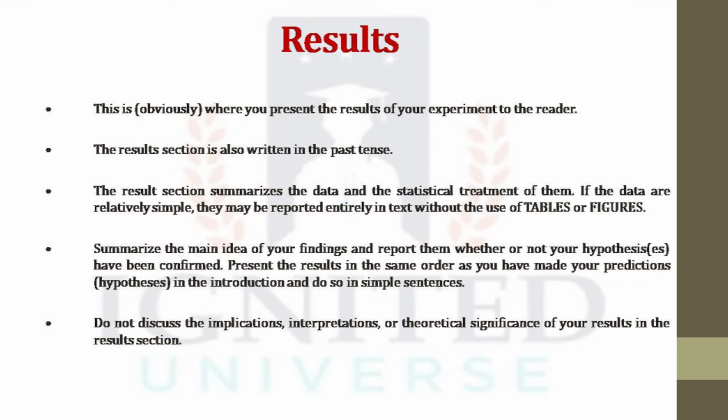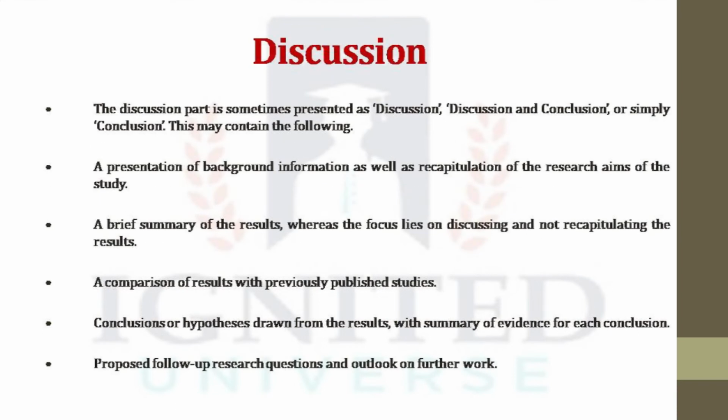And do remember, here you just need to give the results that you obtained from the experiment you conducted. Do not discuss the implications, interpretations, theoretical significance, or managerial implications of your result in the result section. That is to be put either in the conclusion and discussion section, or the conclusion and future scope section, or in the discussion section, or in the managerial implication section, but do not put it in the result section. And then the second last part or the last part of the paper is the discussion.